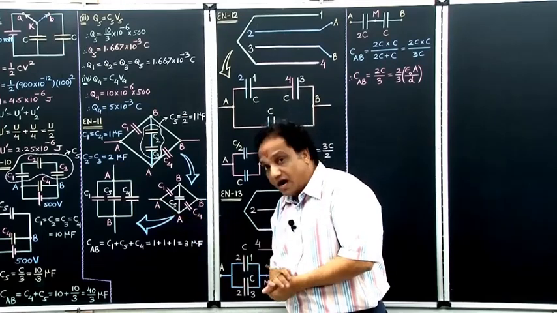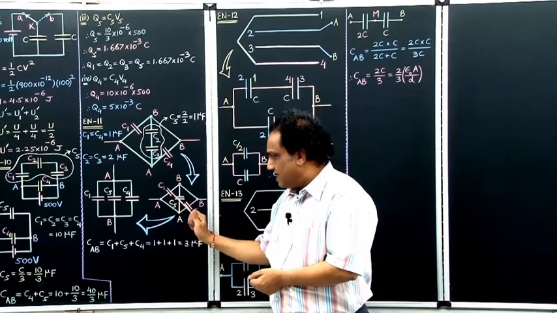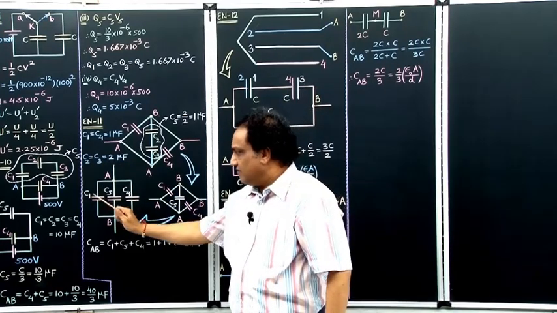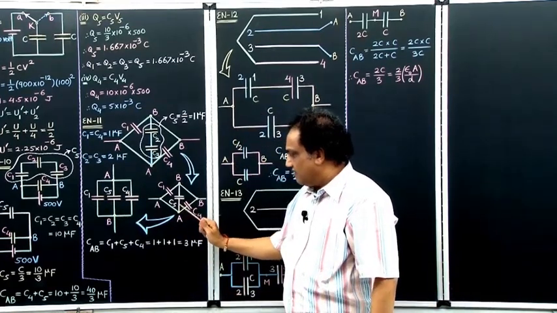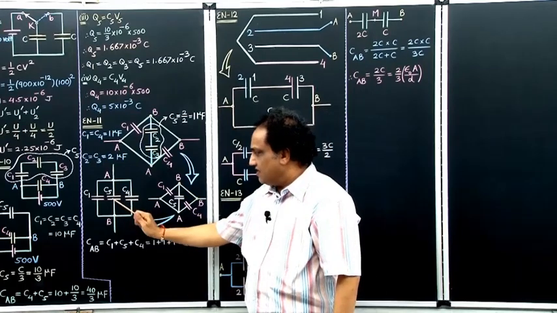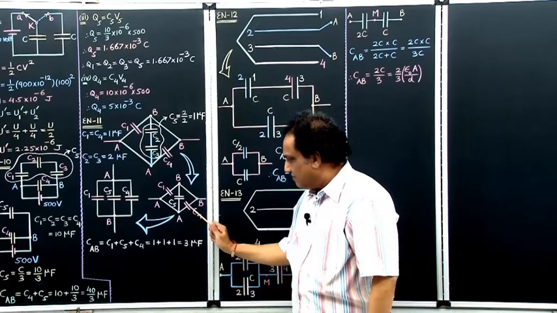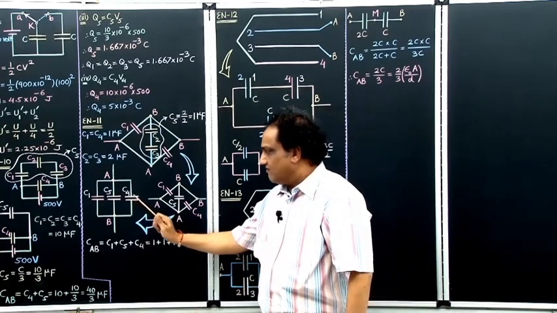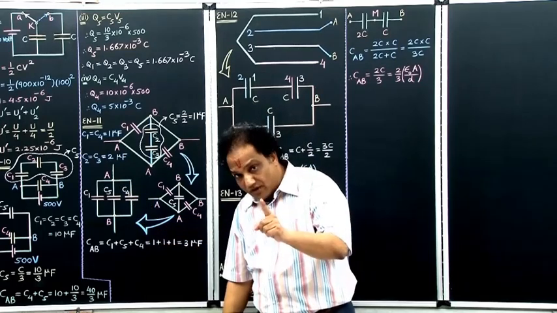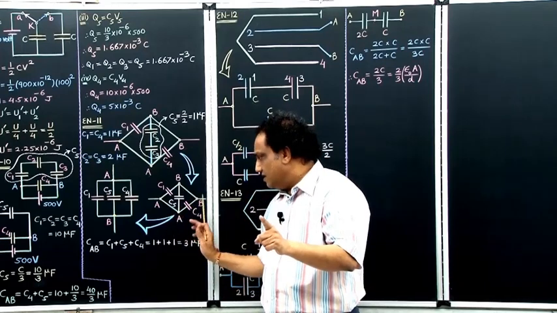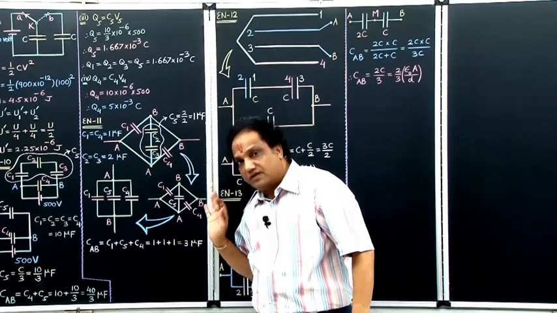This is equivalent to this network. How? You can check. 2 plates of C1 are connected with points A and B. Here also 2 plates of C1 are connected with points A and B. 2 plates of C5 are connected with points A and B. 2 plates of C4 are connected with points A and B, correct? So whether you find out equivalent capacitance between points A and B here or here, it will make no difference, because this network is equivalent to this network, correct?